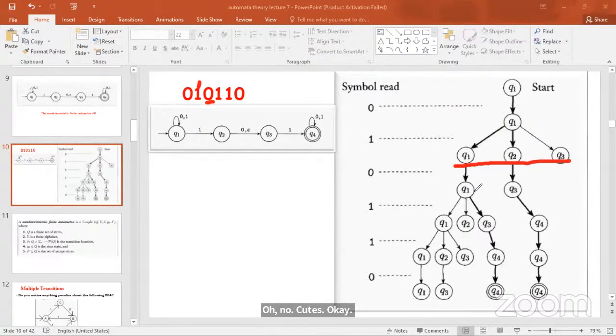So you remember that this one had to split, so we also test the input again on this one too. So at Q2, you read a 0. Where do you go to? You read a 0 here and you go to Q3.